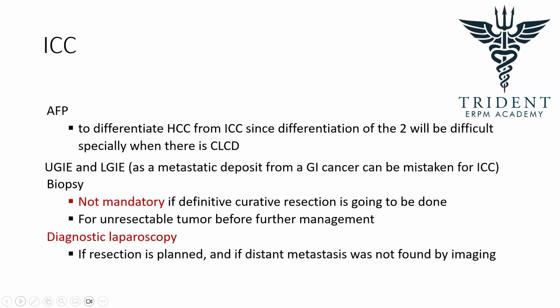The upper GI and lower GI endoscopies are important if you are suspecting a hepatic metastasis that can mimic intrahepatic cholangiocarcinoma. In such a situation, we need to do upper GI and lower GI endoscopies to see any primary GI malignancy. Biopsy is not mandatory if the tumor is resectable, but if the tumor is not resectable, it's always mandated. Diagnostic laparoscopy is another way of investigation, for when you can't find any metastasis on imaging.